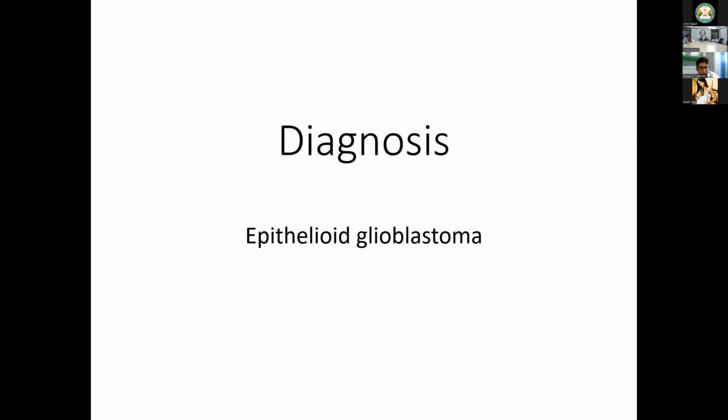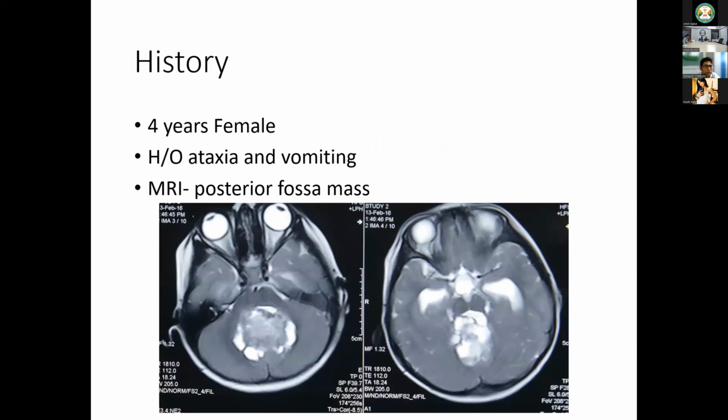Now I'll go to another case, another child. This was a 4-year-old female, again with a history of ataxia and recurrent vomiting. On MRI, you can see a posterior fossa mass. This is the cut through the cerebellum. You can see in the midline in the vermis region, there is a large, heterogeneously contrast enhancing mass, also pushing the fourth ventricle. You can see the midbrain here. So it is pushing the brainstem from posteriorly.